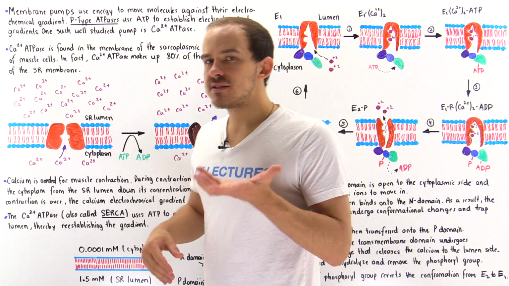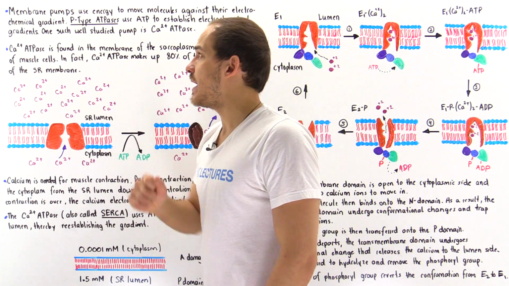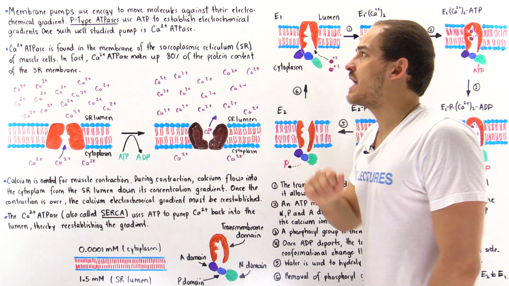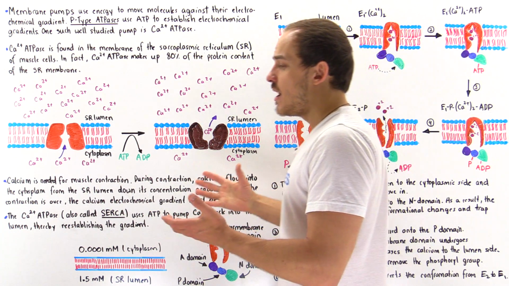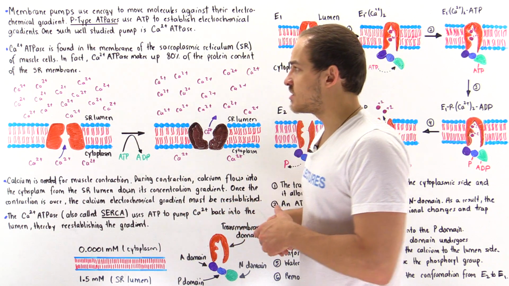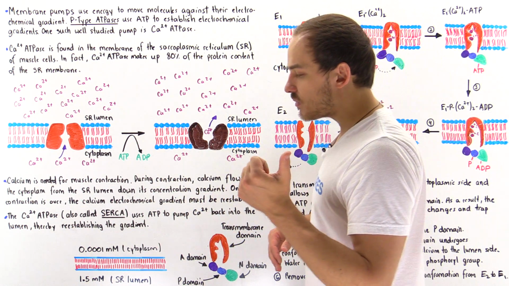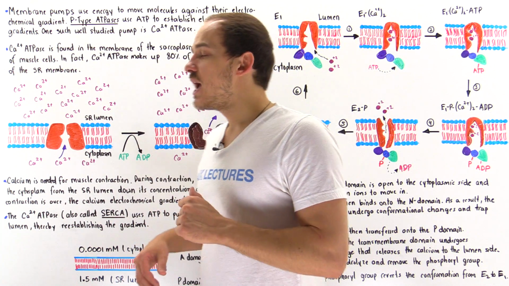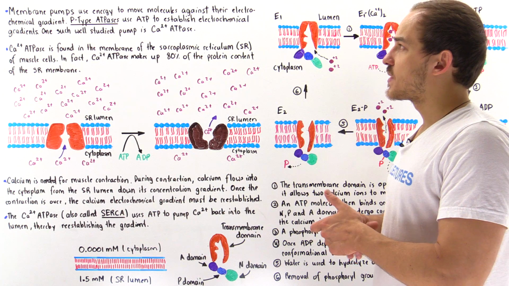And one well-studied P-type ATPase that we're going to focus on in this lecture will be the calcium ATPase. There are many other examples of P-type ATPases that we'll study in a future lecture. For instance, we're going to also look at the sodium-potassium ATPase, which is also an example of a P-type ATPase.